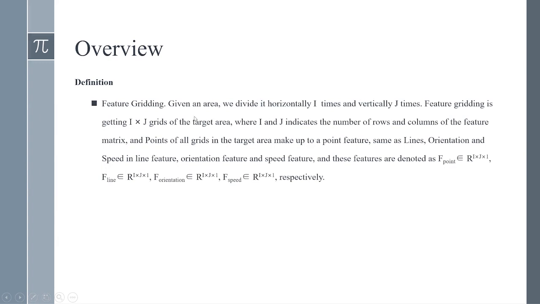The second one is feature gradient. Given an arrow, we divide its horizontal and vertical gradient. Feature gradient is the gradient of the table L, where R and C indicate the number of rows and columns of the feature matrix and the points of all gradient in the target. L makes up 2 point features. Sum and L orientation and speed in now feature. Orientation feature and speed feature and the features are denoted as feature points, feature now, feature orientation and feature speed respectively.